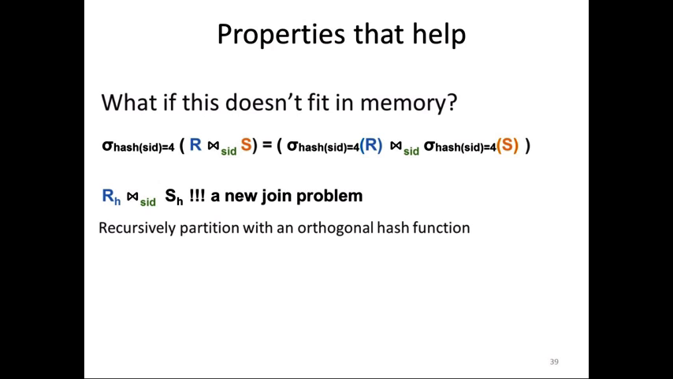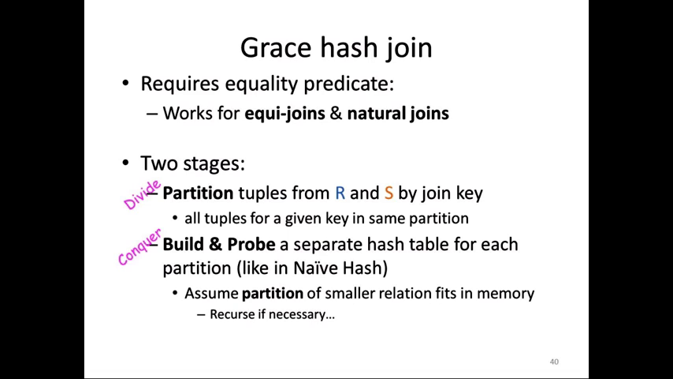So it requires, once again, an equality predicate. So it only works for equijoins and natural joins. And so there will be two stages. We will partition the tuples from R and S by the join key, so by hashing them on the join attribute using, of course, the same hash function. This is important to remember here: the same hash function.